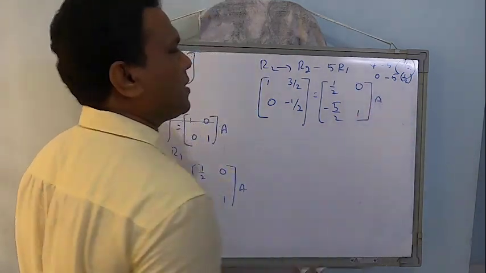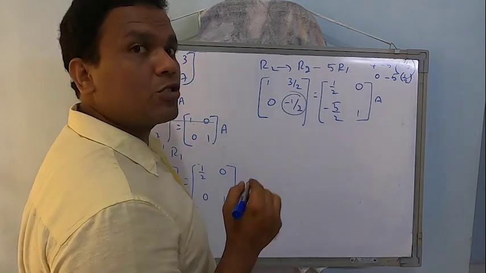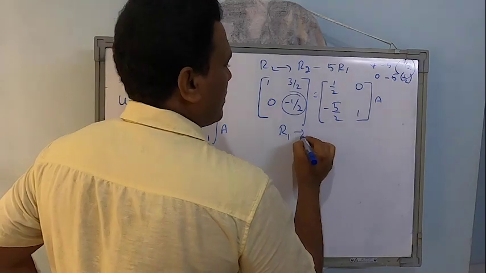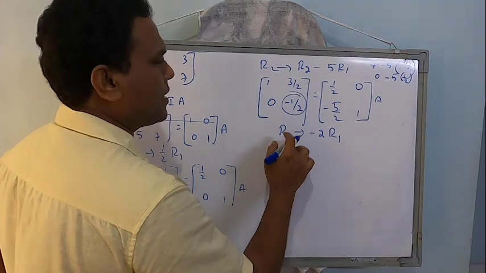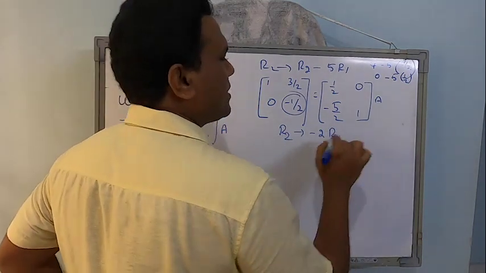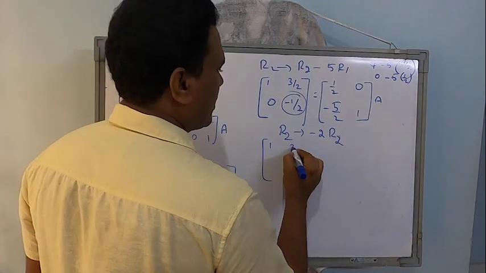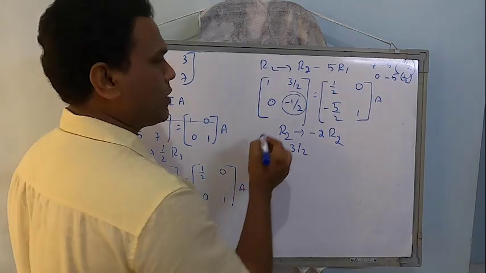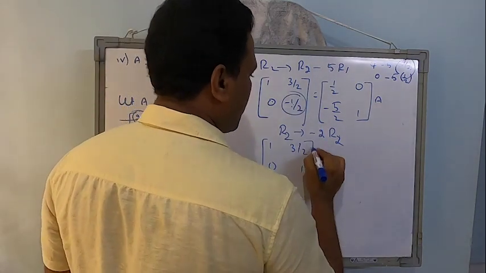If you want, you can just check. What's my next thing? This one. That should be 1. So multiply each element of R2 by minus 2. That's enough. So on doing this, 1, 3 by 2, 0. 0 multiplied by minus 2 will be 0 itself. Then if I multiply minus 2 for this, it becomes 1.